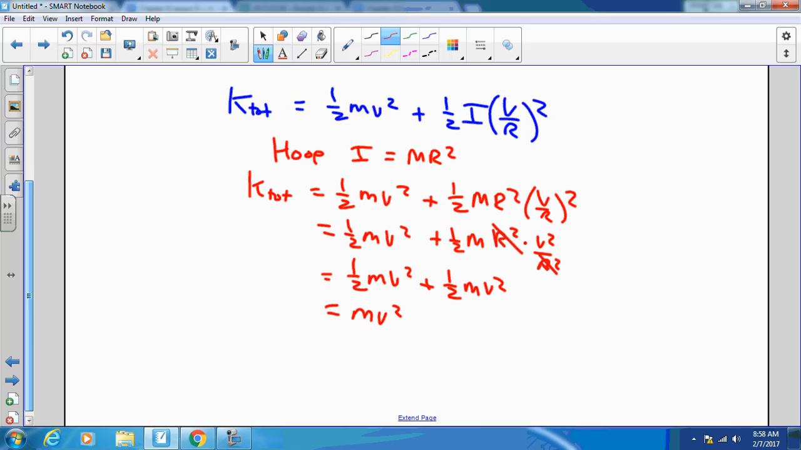So notice that a hoop that is rolling along with a speed of v has a kinetic energy that is greater than 1/2 mv squared because of the additional 1/2 I omega squared contribution, the additional rotation contribution.